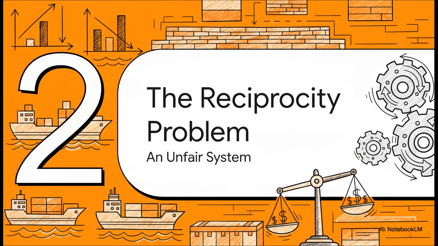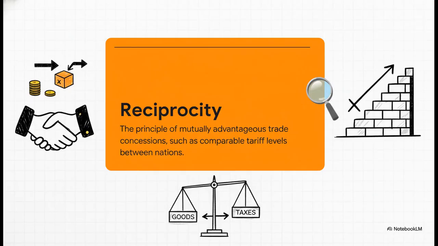Okay, so if the trade deficit is the threat, what's causing it? The order points to one very specific reason, which brings us to our next section, the reciprocity problem. Reciprocity, that's the key word here. You can think of it as just basic fairness in trade. It's like, hey, I'll keep my taxes on your stuff low if you keep your taxes on my stuff low. But the whole argument of this executive order is that this simple principle has been thrown out the window, creating a system that's just fundamentally unfair.